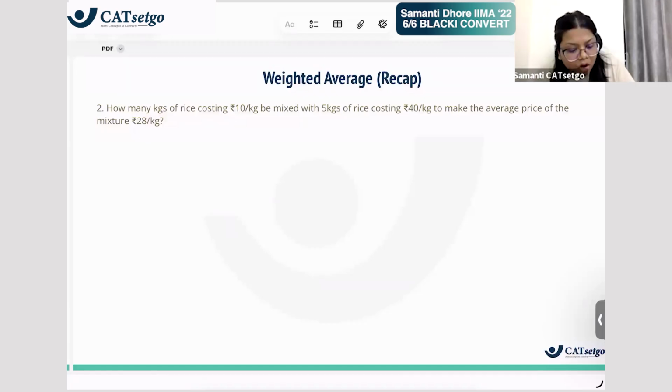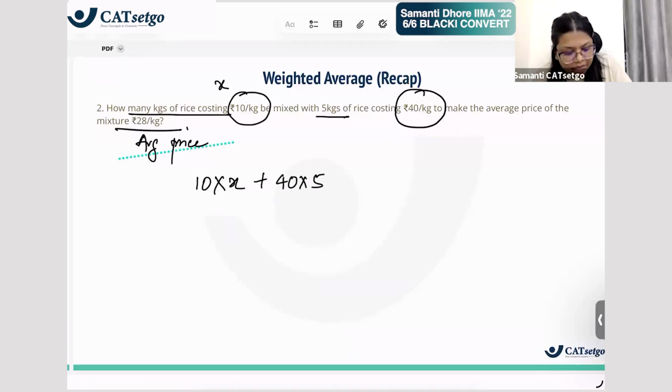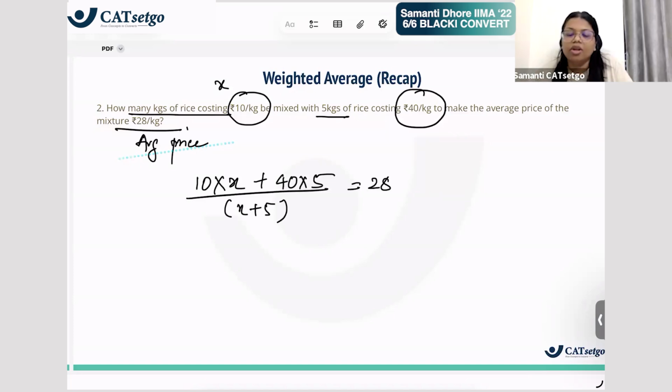Do it. What does it say? How many kgs of rice costing rupees 10 per kg need to be mixed with 5 kg of rice costing rupees 40 per kg to make the average price 28 rupees per kg? Here the average price has been given. In the previous question we had to find the average price; here the average price is given, and now we have to find the quantity. So let us assume that x kgs is taken, right? As per the formula, 10 into x plus 40 into 5 divided by x plus 5 makes the average cost 28, right? So how do we solve this? How to go about this?